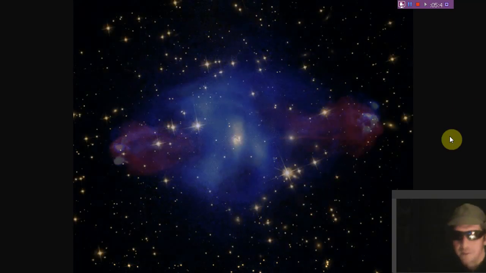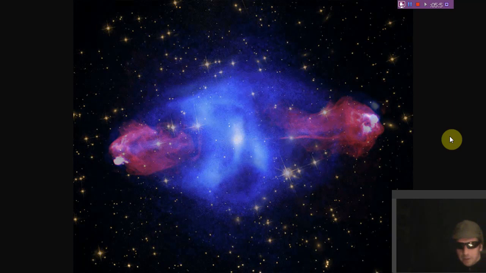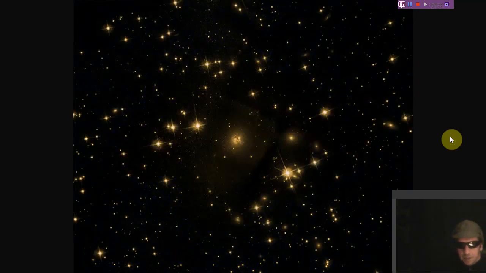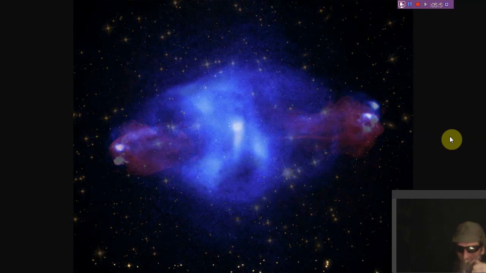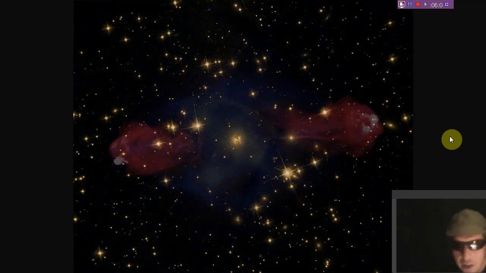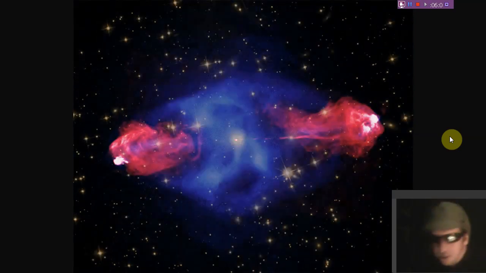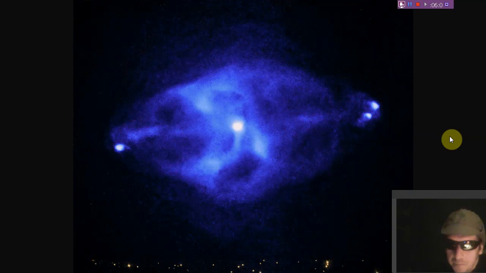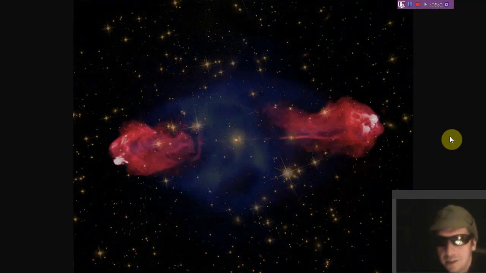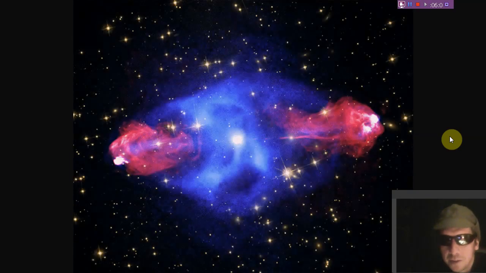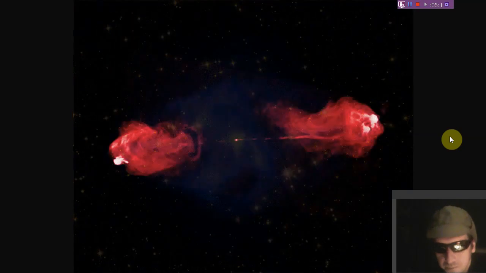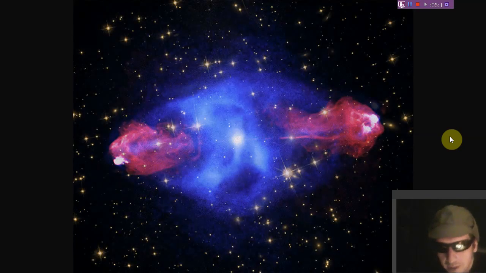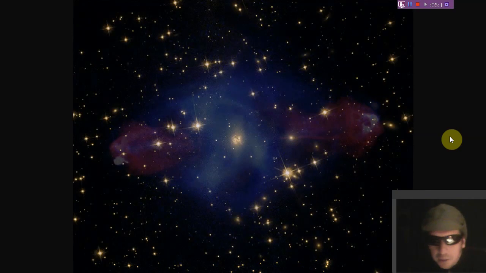Now, one of my favorites, and of course it should be your favorite too, is Cygnus A. Now, this is the strongest radio source in the entire sky, second only to your local yellow dwarf known as the Sun. And we're viewing this in infrared, which is the red, blue, which is X-ray, that's Chandra, and then the gold or white, that's visible light, probably from Hubble.